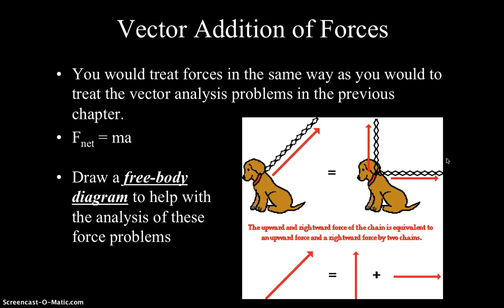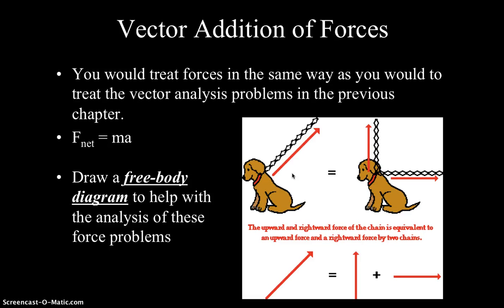So this is an example of a free body diagram where we're looking at a dog, and you had a chain being pulled this way. That chain being pulled in this diagonal in quadrant 1 is essentially the same as a chain being pulled upwards and another chain being pulled in a positive x direction. And so the combination of these two forces will yield this resultant.